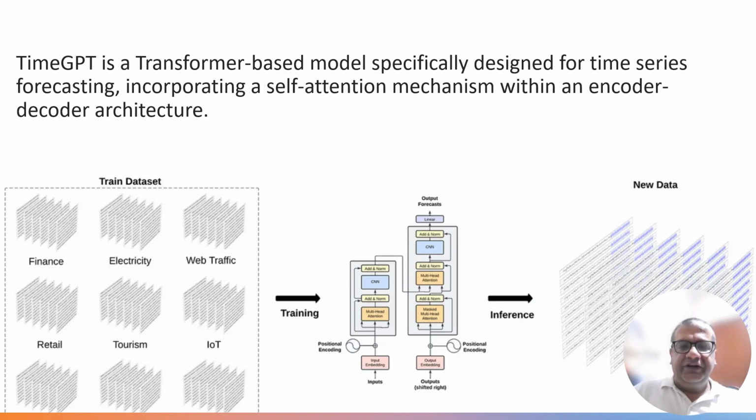This picture just gives a brief architecture of what this model is all about. TimeGPT is a transformer based model specifically designed for time series forecasting, incorporating a self-attention mechanism within an encoder architecture. By leveraging the self-attention mechanism, it can dynamically weigh the significance of different points in the time series. That's the biggest advantage this model has, because the basic architecture utilized here is a transformer, that is, the encoder-decoder model.